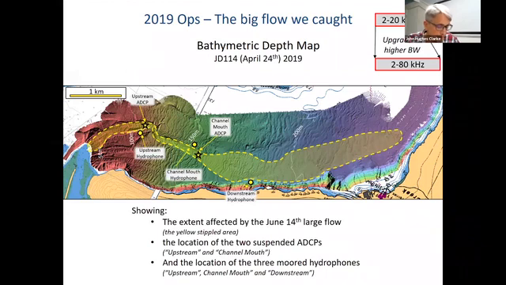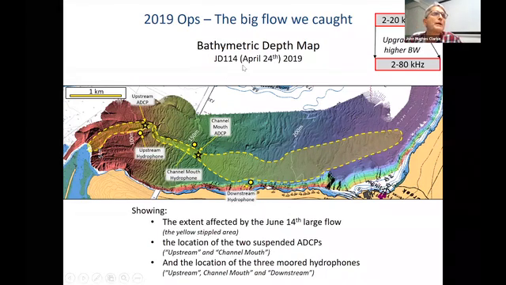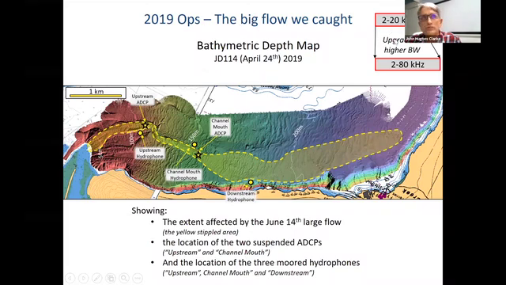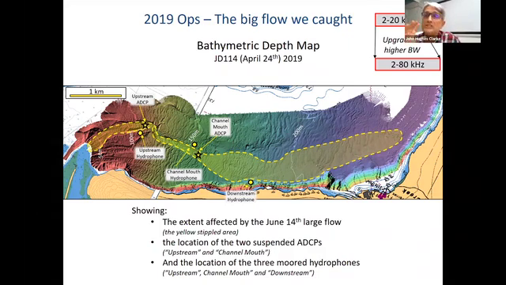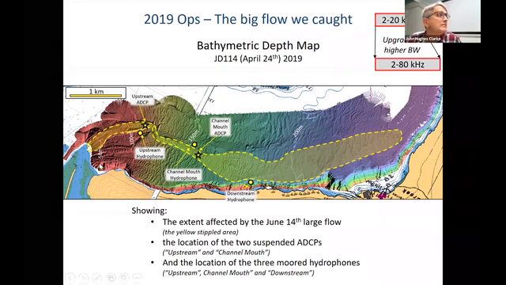So what I want to move on to now is the 2019 operation, where we caught one big flow, and we'd upgraded our hydrophones so they were logging at a higher rate, so we could see up to about 70 or 80 kilohertz. So we're getting into the range of noise that we would expect for coarse and medium sand particles, which is the bottom end of the turbidites that get deposited here. This is the flow, and the flow happened on the 14th of June.